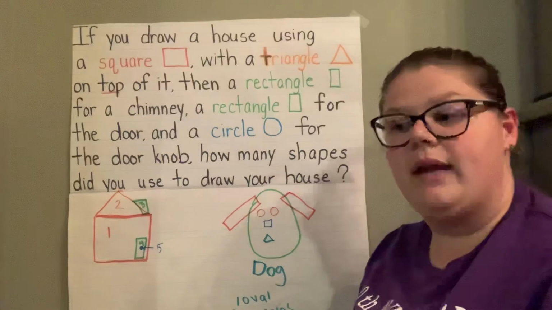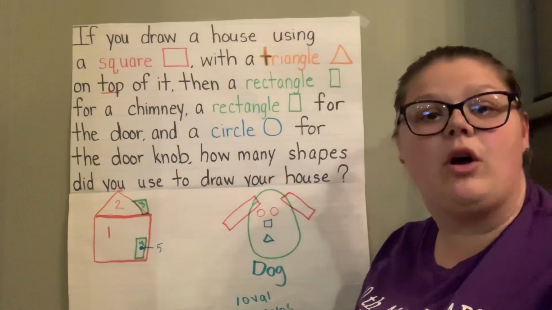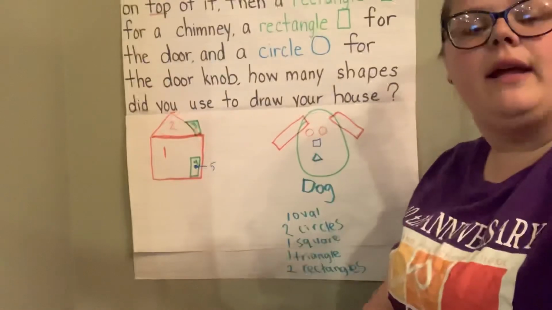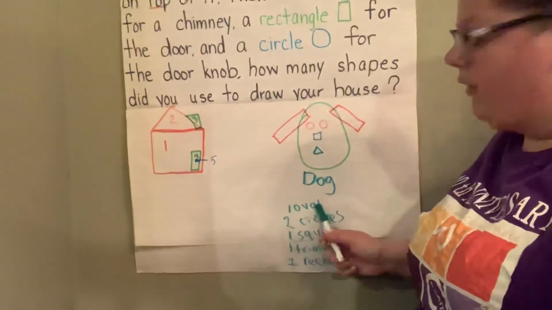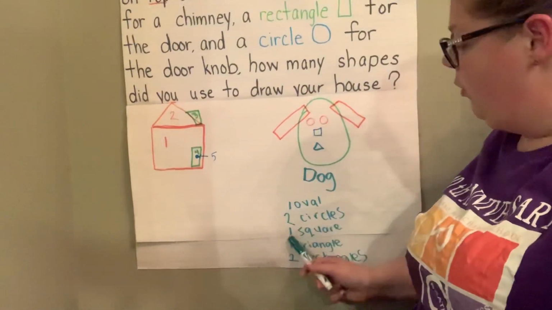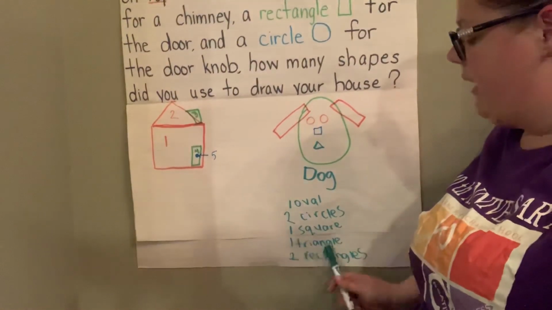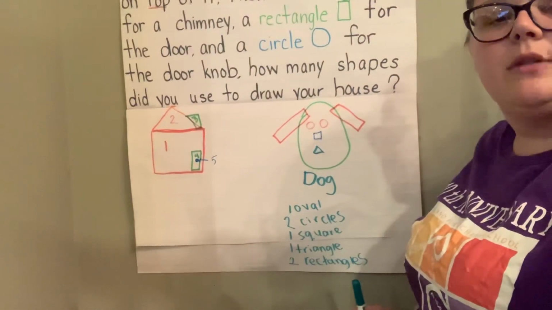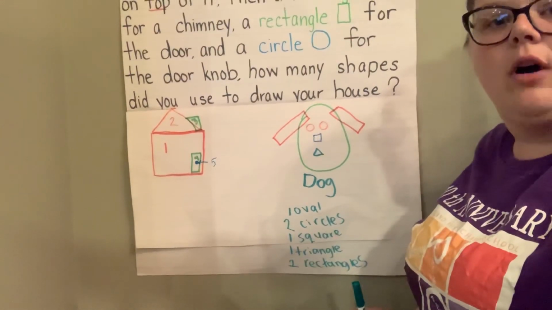So I want you to count how many shapes we used all together to make our dog. Okay? 1 oval, 2 circles, 1 square, 1 triangle, and 2 rectangles. How many shapes did we use all together to make our dog?